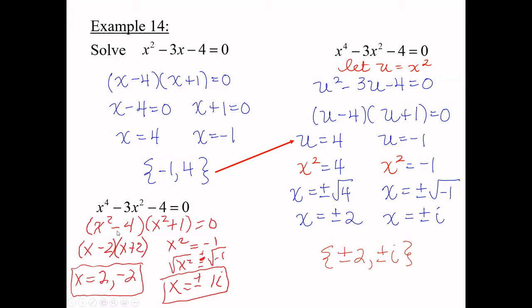Okay, this in turn is a conjugate pair that can factor further, giving me 2 and negative 2. This one cannot be factored because of that plus in there. So I have to use the property of square roots to take the square root of both sides, plus or minus, and I get x equals plus or minus i, just as I did over here.